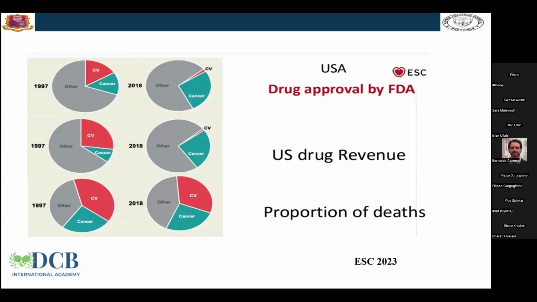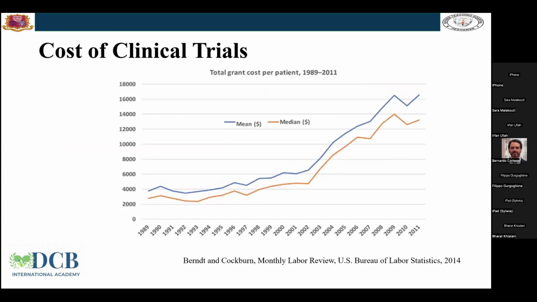And this slide shows the drugs approved by the FDA. The red on the left side shows that cardiovascular disease early on was high, but on the right side it shows that it is decreasing and cancer is taking the spot, because of US drug revenue and proportion of death. The cost of clinical trials is much higher.